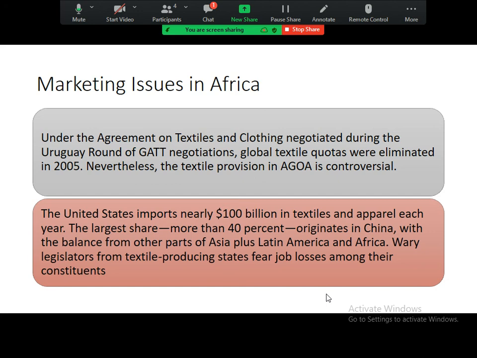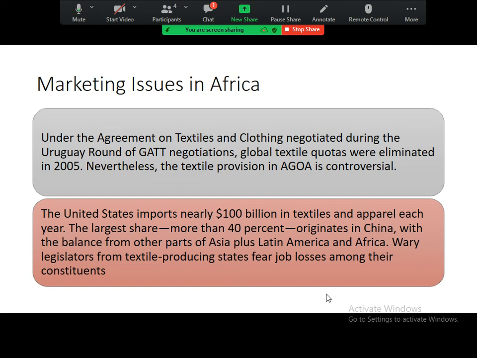So under the agreement on textiles and clothing negotiated during the Uruguay Round of GATT negotiations, the global textile quotas were eliminated in 2005. Nevertheless, the textile provisions in AGOA are controversial. The United States imports approximately $100 billion in textiles and apparel each year. The largest share, more than 40%, originates in China, with the balance from other parts of Asia, plus Latin America and Africa.